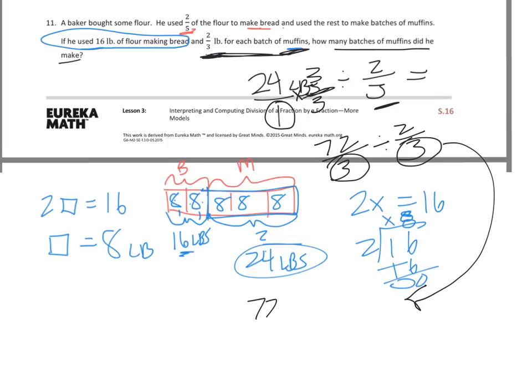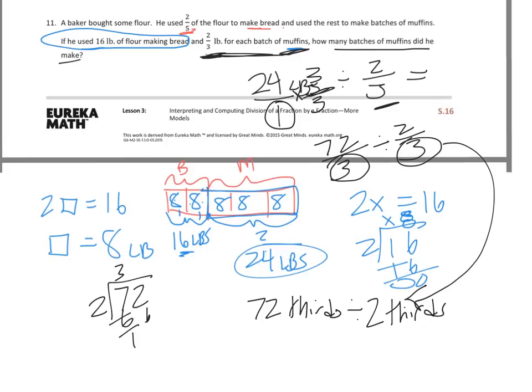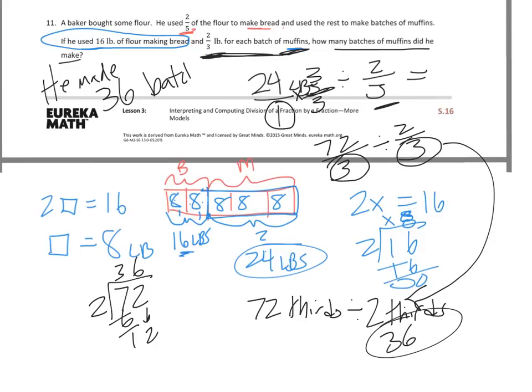And I have 72 thirds divided by 2/3. Now that I have a common unit, I can now divide those out like normal. So 72 divided by 2. And I'm going to get 36. So 36 what? How many batches of muffins did he make? He made 36 batches.